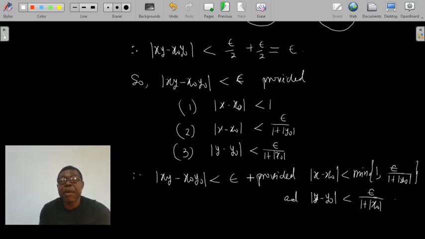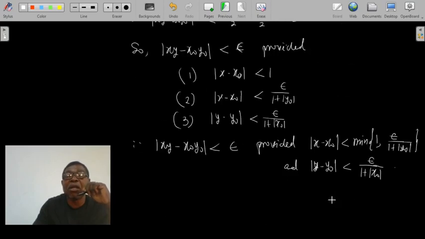So for us to make this happen, we must require that absolute value of x minus x naught must be less than the minimum of 1 and this, and that absolute value of y minus y naught must be less than epsilon over 1 plus absolute value of x naught. Please, at this particular thing, the estimate we get here, I must point out that they are not unique. They are not unique in the sense that everything depends on how whoever is handling this problem starts.